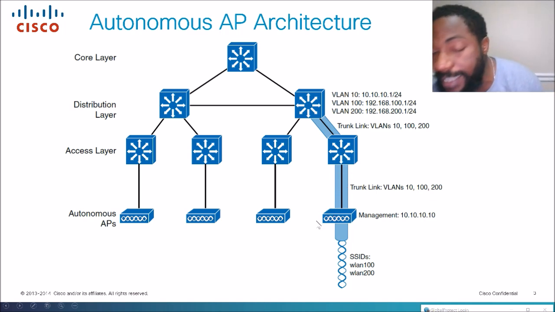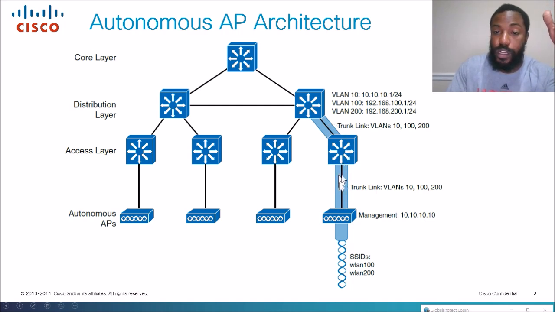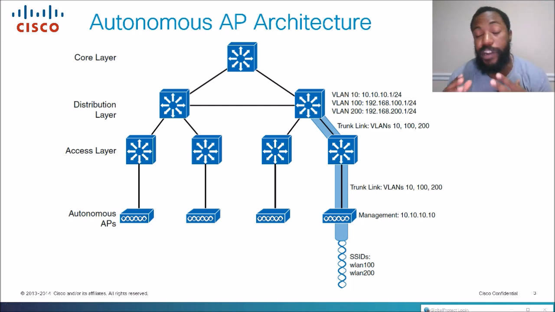Well, it is an access point, but it connects to the access layer with a trunk. So all of the VLANs are passed through this trunk. Essentially, the access point is physically connected to this switch, and this switch connects to the AP with the trunk, right? All the SSIDs are broadcast with the different VLANs through this access point. This is a typical autonomous access point architecture.